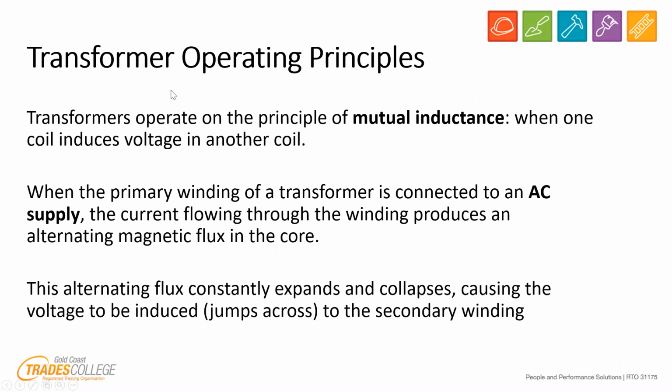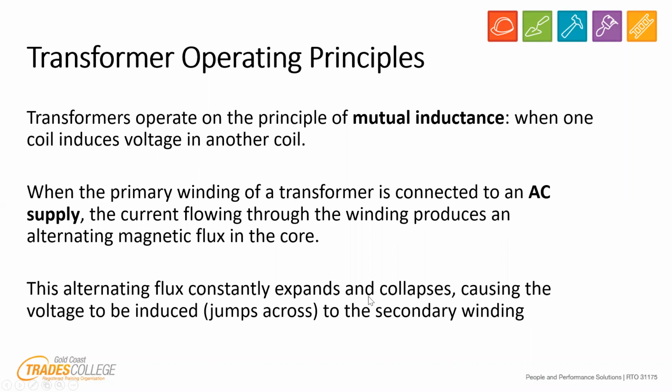Transformers operate on the principle of mutual inductance. Induction, inductance, same thing. When one coil induces voltage into another coil, all right? Reading that means nothing without seeing, hopefully, the illustrations and stuff I did for you, okay? When the primary winding of a transformer is connected to an AC supply, the current flowing through the winding produces an alternating magnetic flux in the core. Right, that is too complicated. Hopefully, my explanation was a bit simpler.